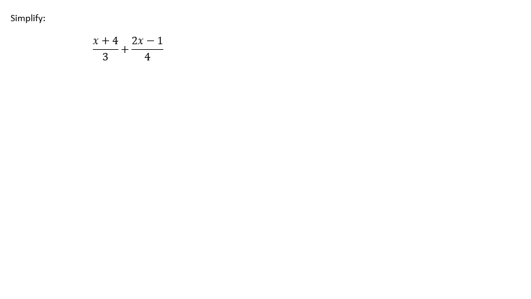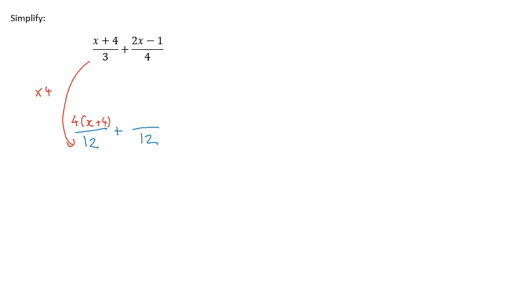Okay, so task 2, tiny bit harder, but the exact same principles still apply. We want the same denominator. So here we're looking for a multiple of 3 and 4, which is 12. With my first fraction, to get from 3 to 12, I've multiplied by 4. So I multiply my numerator by 4, which gives 4 lots of x plus 4.